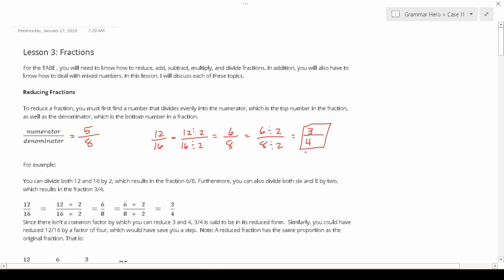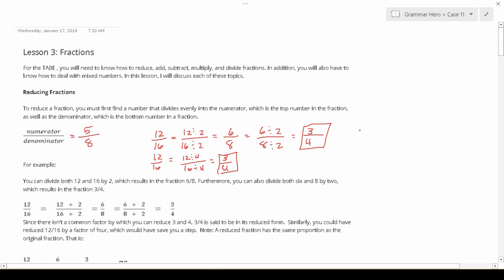This 3/4 is in reduced form because there's no number by which we can divide top and bottom to reduce this fraction. Okay, similarly, you could have looked at 12/16 and said, I see that 4 goes into 12 and 16. So you could have done 12 divided by 4 as well as 16 divided by 4. That, of course, would get you 3/4. Again, the goal in reducing fractions is to find a number that you can divide in the numerator and denominator to make the fraction such that you can't reduce it any further.